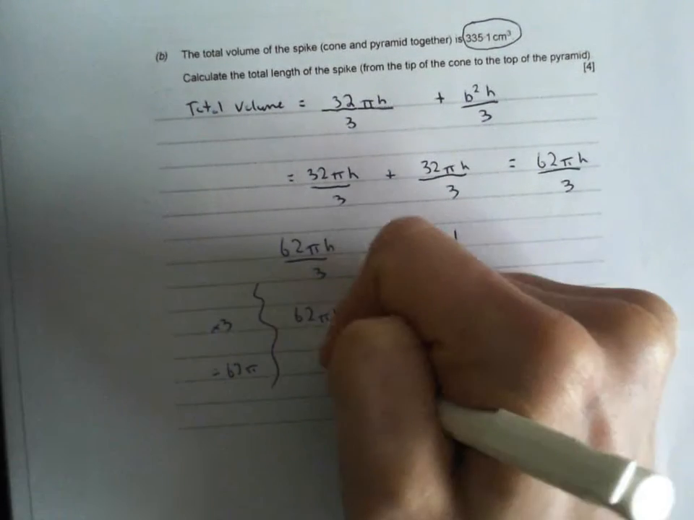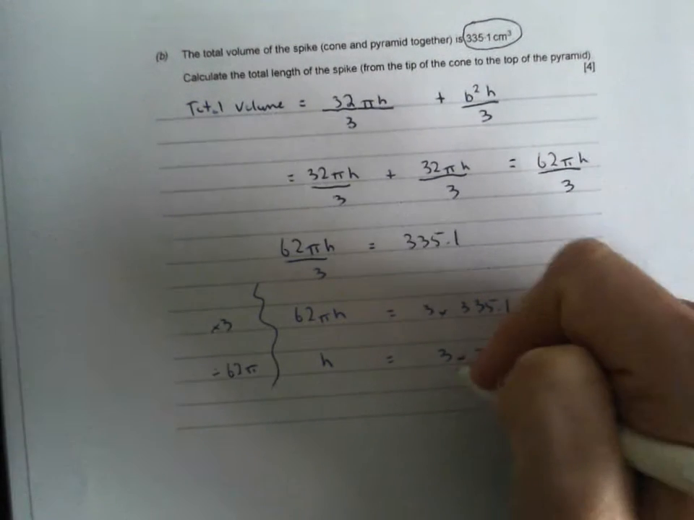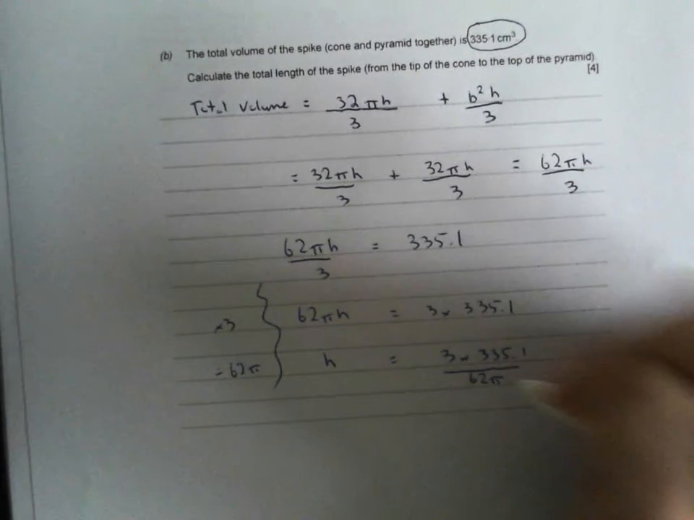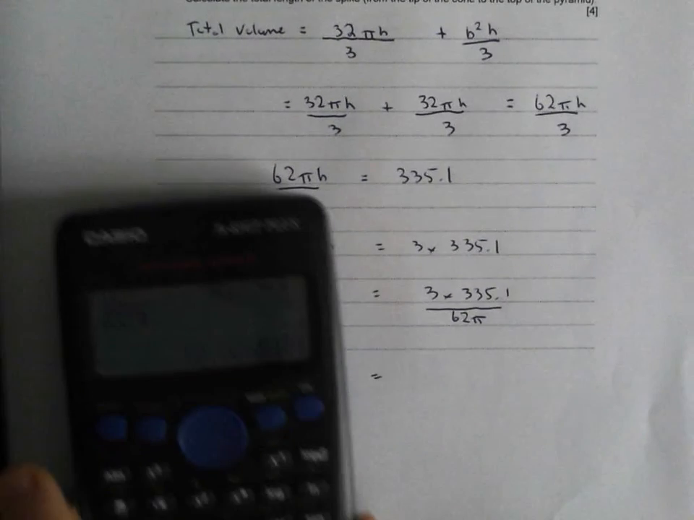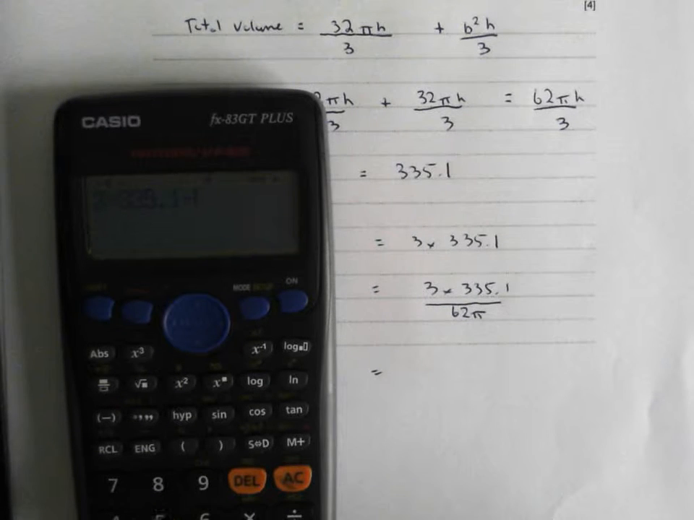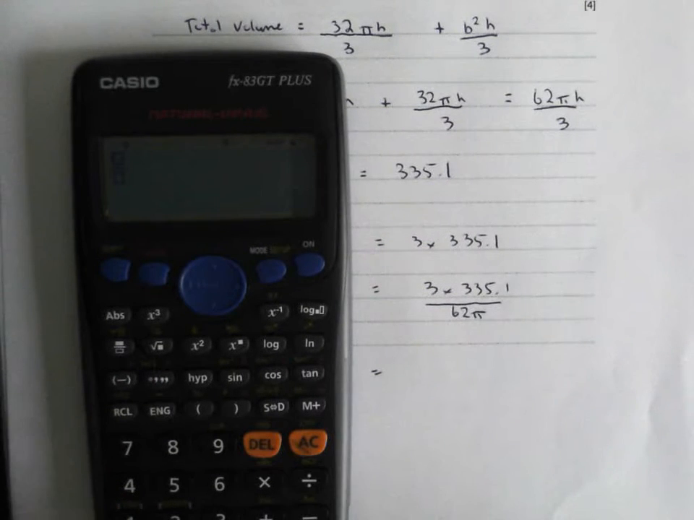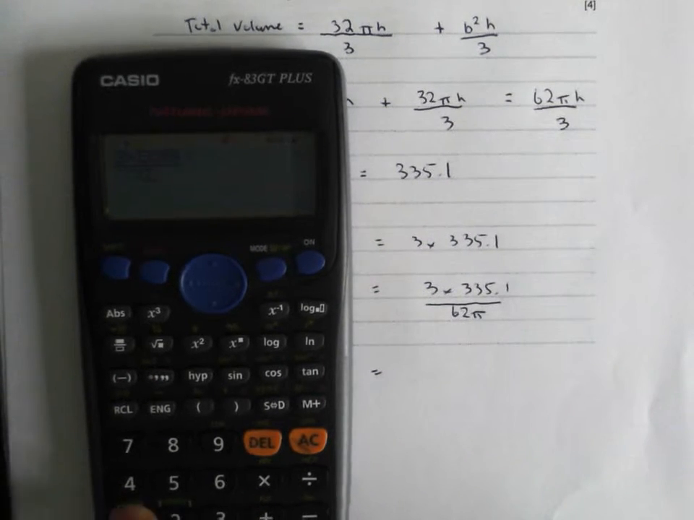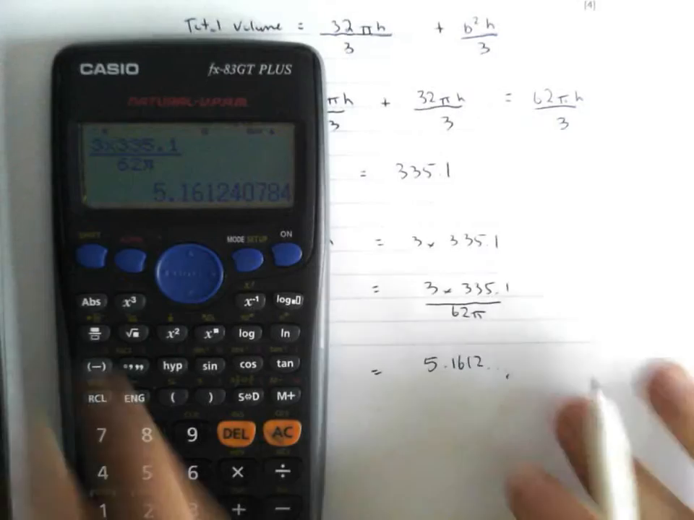And notice I'm going to do this all in one. So I've got 3 lots of 335.1, and I'm going to divide the whole thing by 64 pi. And that, fingers crossed, is going to give me my answer for h, which is going to be all but one step away from getting my final answer. I'll just put that as a fraction, so it looks a bit more like what we've got. 3 lots of 335.1 on the top, divided by 64 lots of pi on the bottom, and that's going to be equal to 5.1612... Now that's my h.